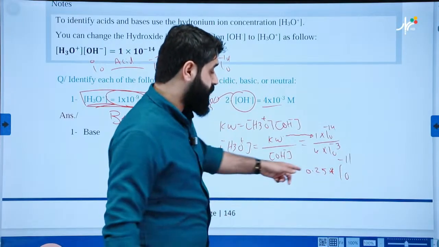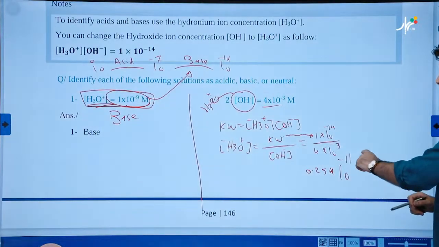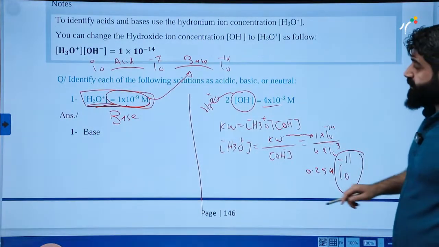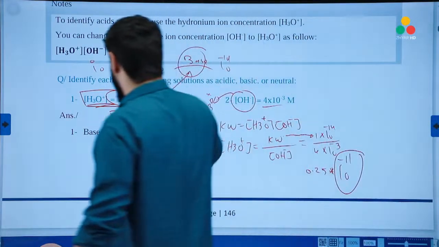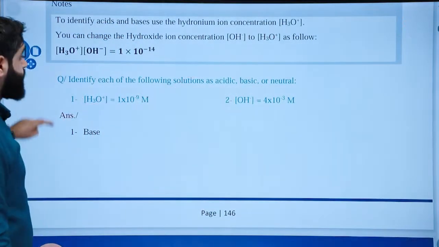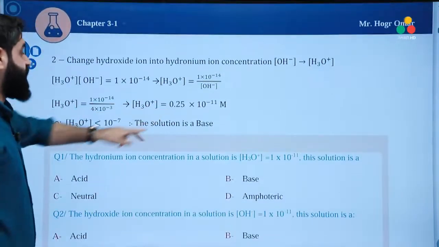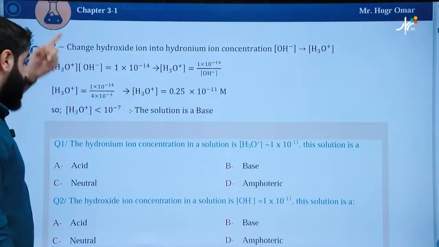However, I'm not sure about this number, but most likely it's correct. We just need the power to decide. Negative 11 is located here, the basic area. So this is also a base. Yeah, the number is correct, fortunately. So the solution is a base.